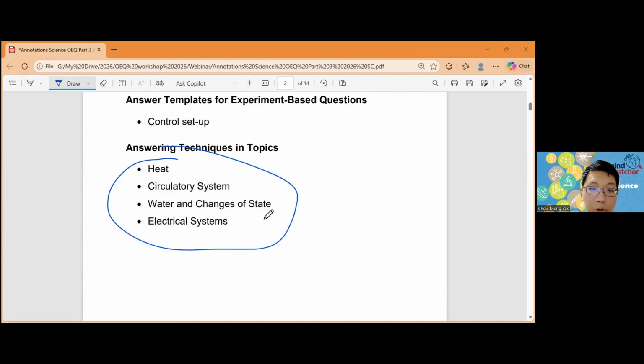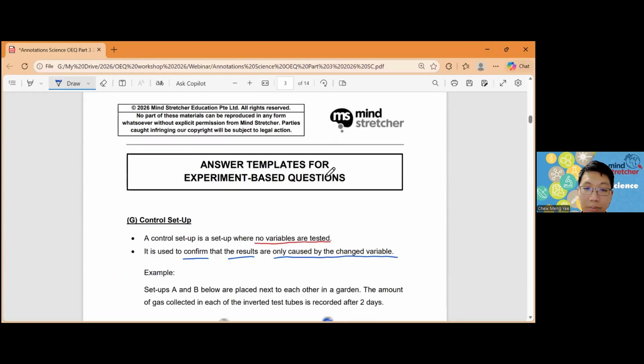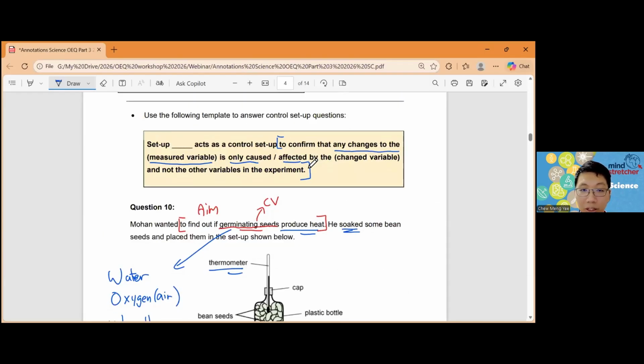But remember what we are going through is answering techniques for these topics, which means that for some of these topics, there's a certain way to answer the question. And that is what we're trying to help you with. We're trying to provide you with some sentence structures or answer templates so that you can just follow the template and answer using similar phrasings. Just like all these templates that we have provided for experiment-based questions. You follow all this, you should more or less get the mark, provided you have phrased correctly in terms of the variables.